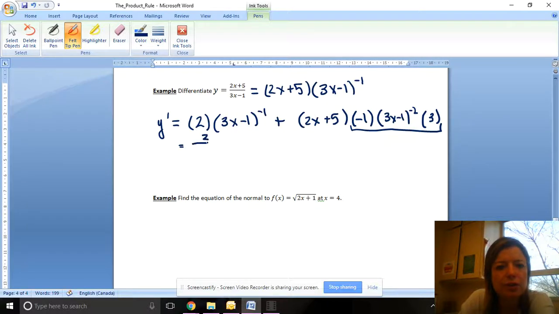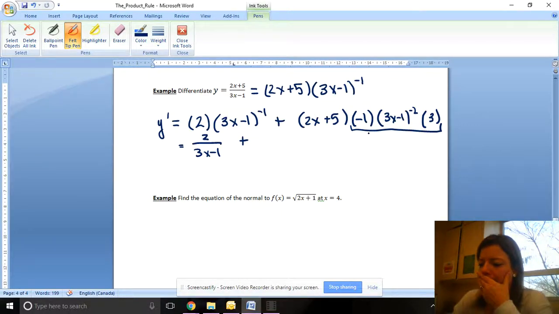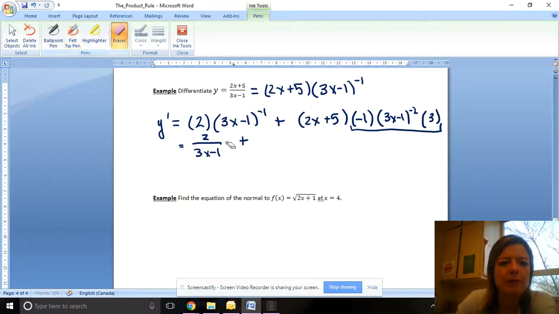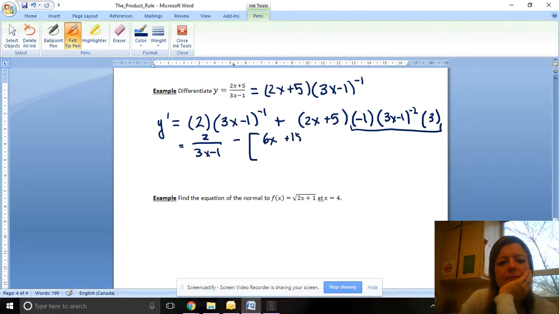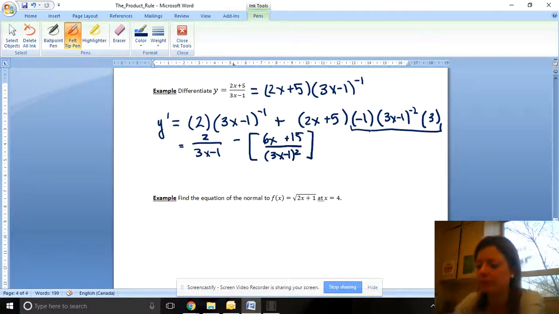So this is 2 over 3x minus 1 plus, now be careful, okay? Watch what I'm going to do here. Actually, I'm going to subtract, not plus. Why am I subtracting? Think about it. Because I have this minus 1 here. So minus, I'm going to put the 2x plus 5 and the 3 together, all in brackets. So you get 6x plus 15 over bracket 3x minus 1 all squared. Okay, that's what that negative 2 means.